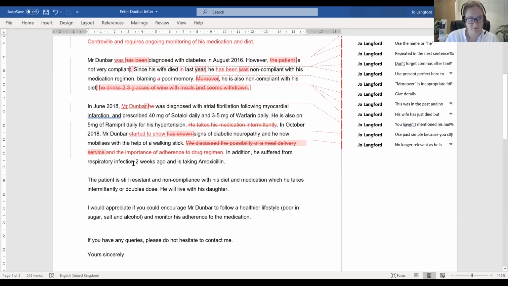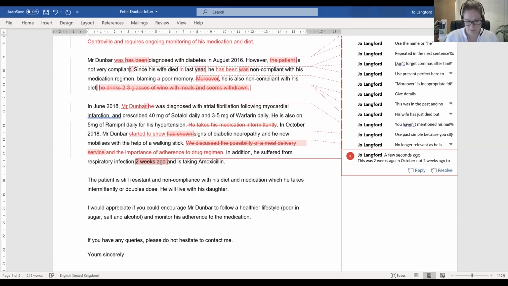Okay. "In addition, he suffered from respiratory infection 2 weeks ago and is taking amoxicillin." Well, this is actually incorrect. It wasn't 2 weeks ago. It was 2 weeks ago in October. So this was 2 weeks ago in October, not 2 weeks ago today. So it is no longer an issue, no longer relevant. So we'll cut all of that.